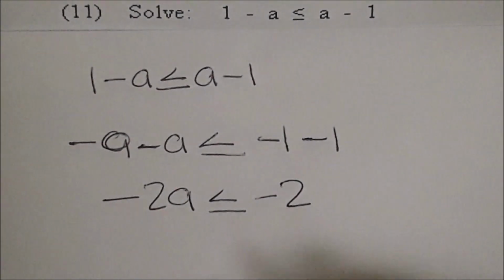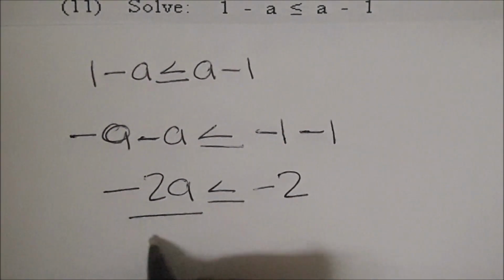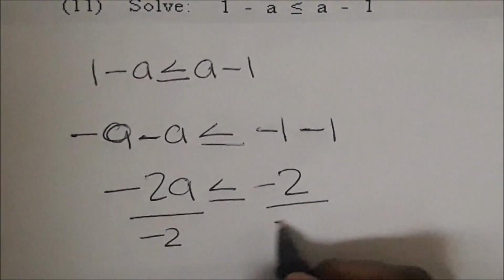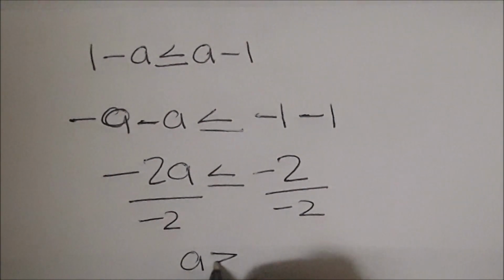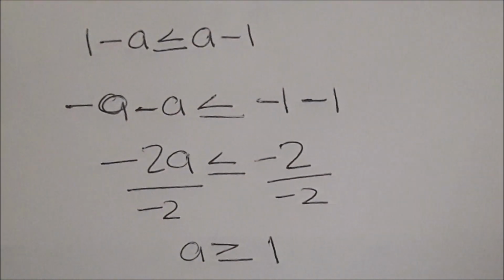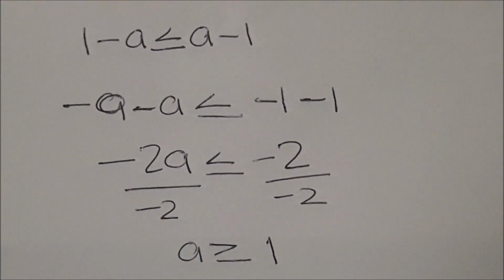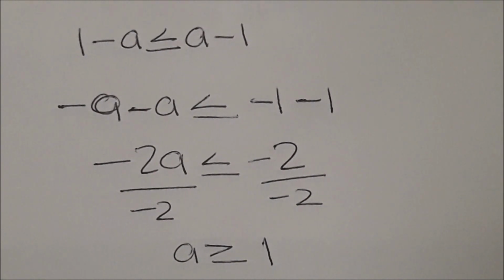Good. Okay, now the a is not isolated, so we will divide by negative 2 on both sides, leaving us with a greater than or equal to 1. Very good, Precious. Notice at the end, she had to turn the sign. It won't be less than or equal to, it'll be greater than or equal to, once you divide by a negative number. She had to divide by negative 2.